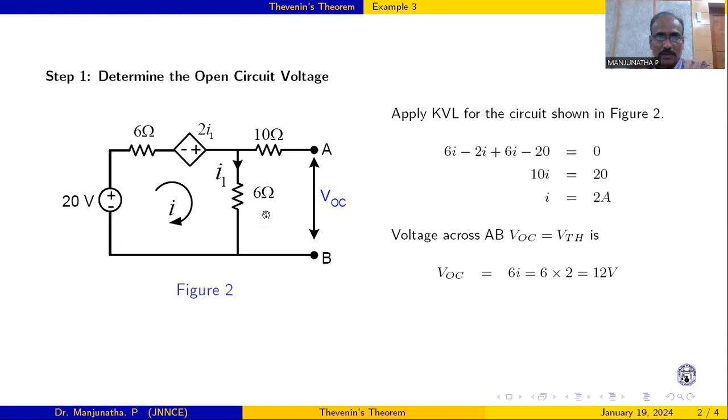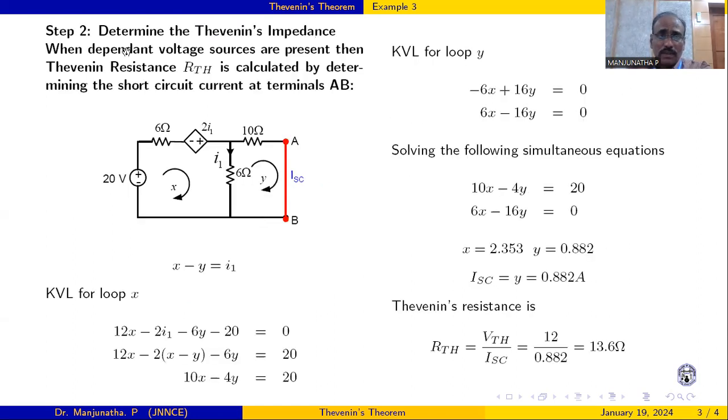Next step is determining the Thevenin's equivalent. Whenever we determine the Thevenin's resistance, when a dependent current source or voltage source appears in the circuit, we have to short circuit the terminals AB. So we have to determine this ISC. When I short circuit AB, which gives ISC, here there are 2 meshes. One we will call X, another one we will call Y. When we solve for Y, that is nothing but the short circuit current here.